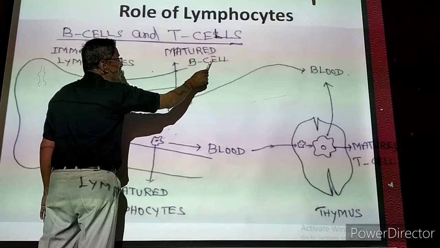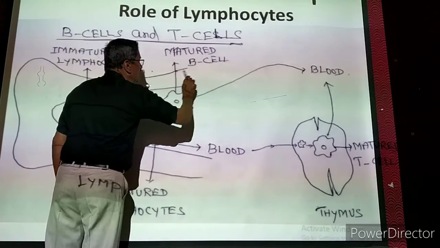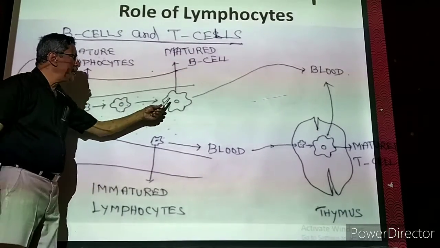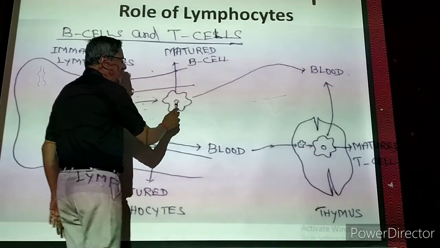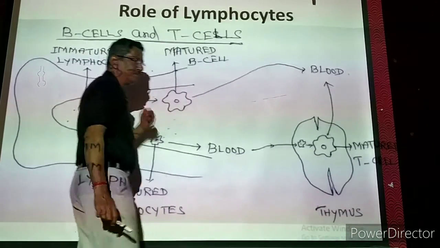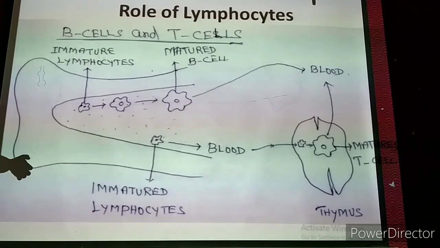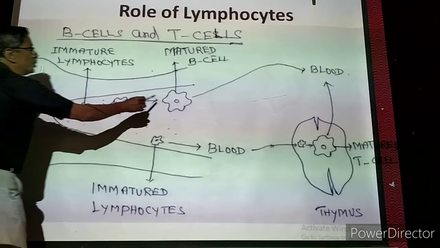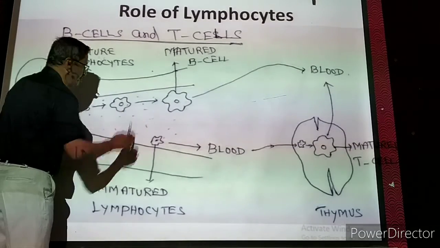Why do we call it a B cell? This cell is matured in the bone marrow. So it is a matured B cell. It is also called a matured B lymphocyte. Once the cell is matured, the bone marrow sends the cell to the blood. So it will come to the blood and circulate along with the blood. Whenever a microorganism enters, this matured B cell will fight with it and kill it. This is one type, how B cells are produced.